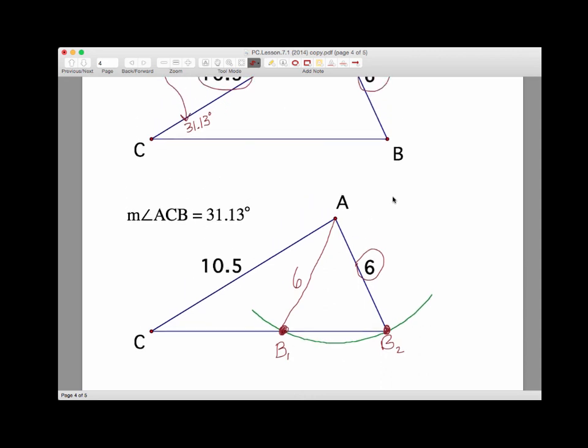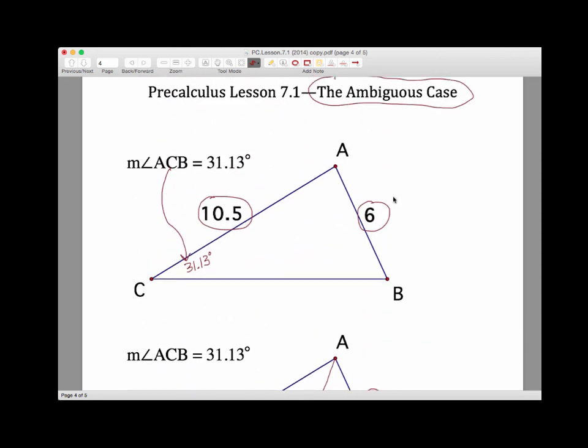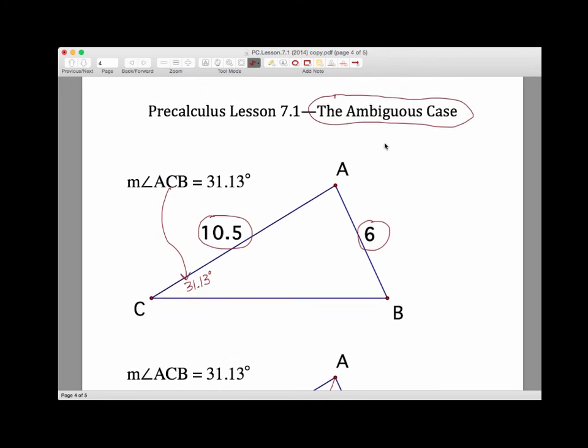So it means you're going to have a lot of extra work. However, the only time the ambiguous case could ever happen is if you have side-side-angle given to you. And it has to be kind of given to you in a particular way. In other words, not all side-side-angles are going to be ambiguous, just the ones where the 6 or the smaller side somehow is able to be swung with a compass across and hit in another spot.